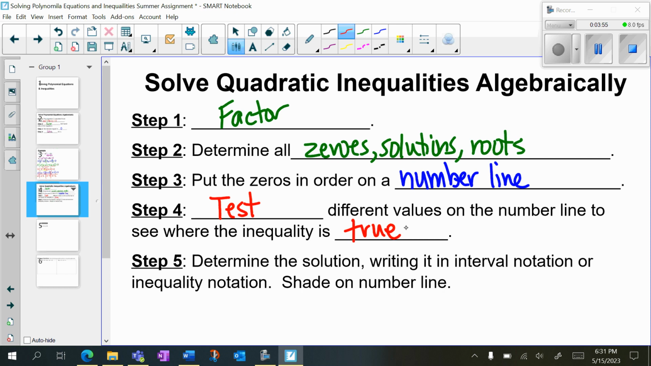Lastly, we want to determine the solution, writing it in interval notation or inequality notation, and we're going to shade on a number line. So unlike solving equations, we're going to be solving inequalities. Instead of having, like our first example, 4 solutions, here we're going to have a solution set where we're going to have many solutions. Let's look at an example.